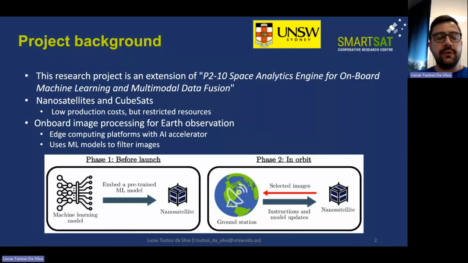So my research project is an extension of another existing research project funded by SmartSat CRC P210. That project focuses on developing onboard machine learning models for image processing in CubeSats. And in my research, we focus on nanosatellites and CubeSats, which offer a short development time and low production costs.